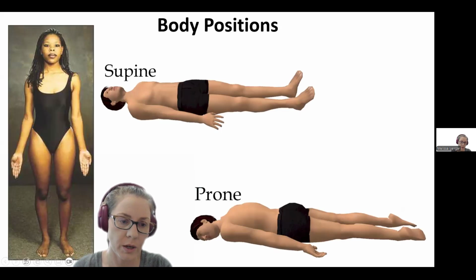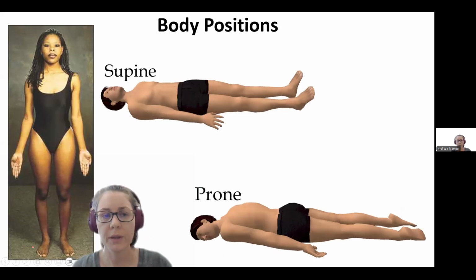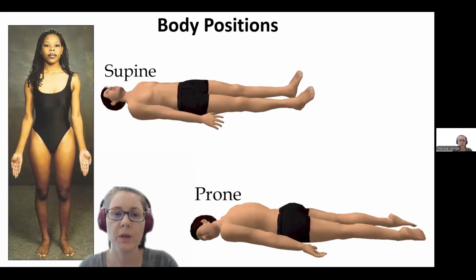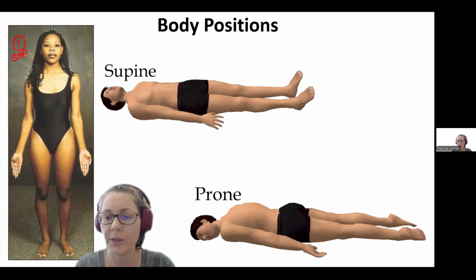Okay, so to get started here, let's use red, might as well. I'm going to go over the three basic body positions that you really want to know. So the first body position is over here. It is called standard anatomical position, or if you want to, you can say SAP for short.